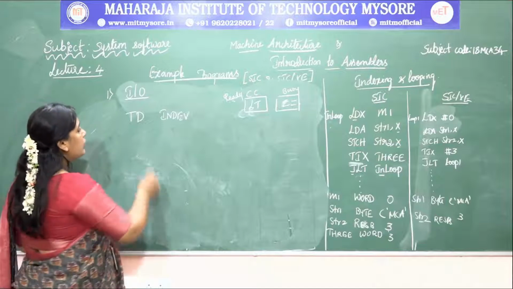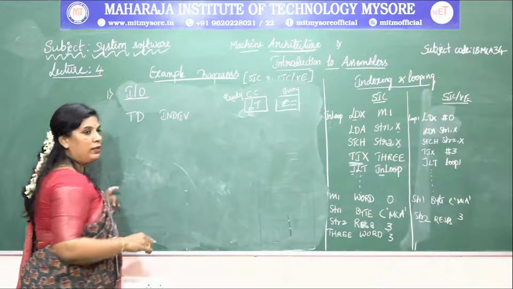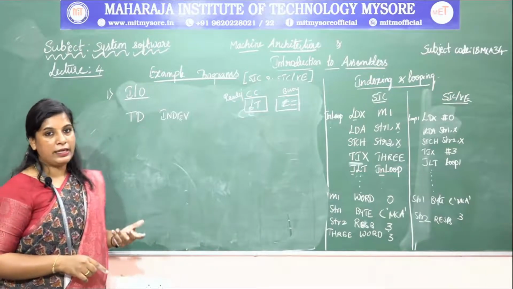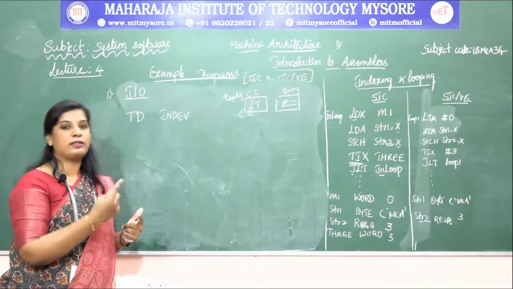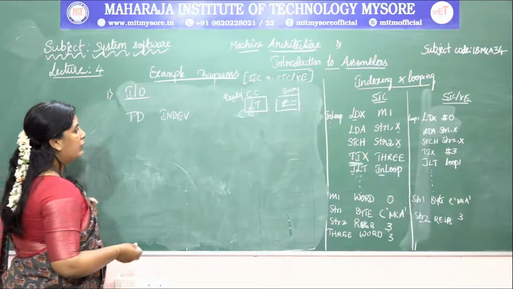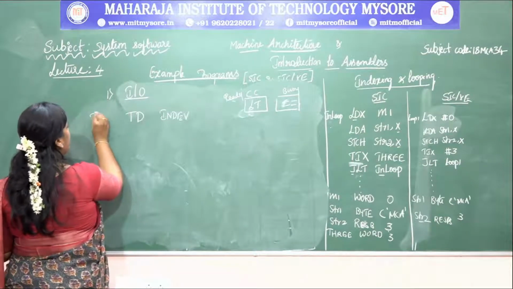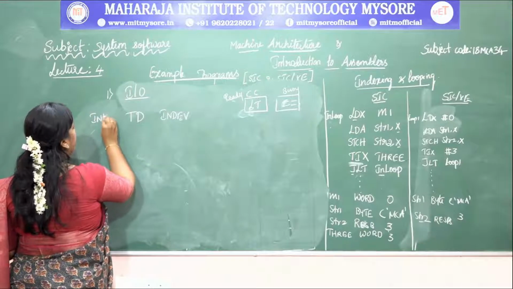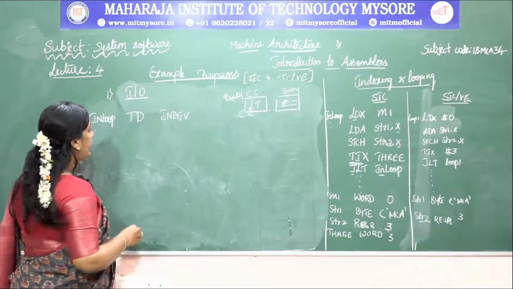So first it is going to test the input device, whether the input device is ready or not. In the first attempt, if it is ready, then it will be okay. If it is not ready, it has to test the device again, so it has to go to the same instruction. For that, we are just giving a name in loop. Otherwise, you can give any name for that loop.